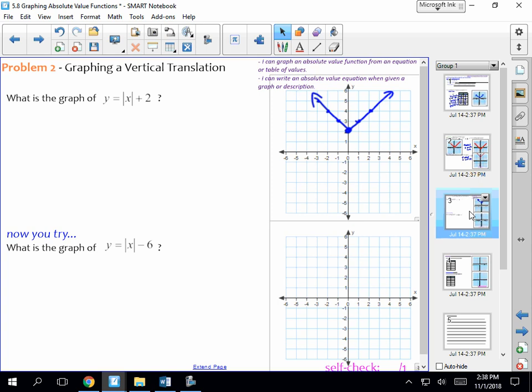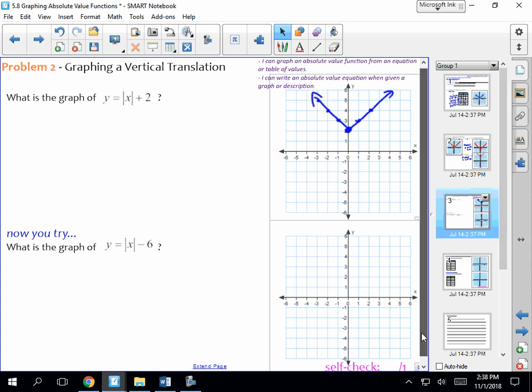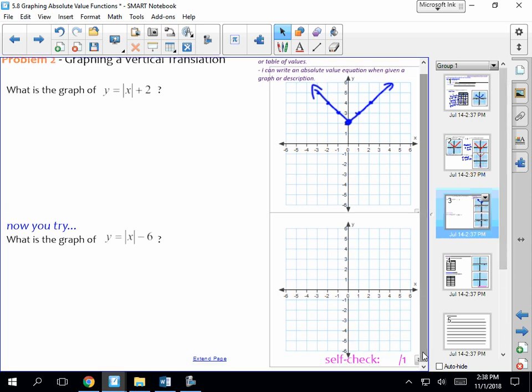So what about this one? Can you graph the next one here on your own? Easy. Easy? Okay. Go for it. I'll come around and see how you're doing. So graph absolute value of x minus 6. See if you can draw that graph based on what we just learned about translation. Where would the new bottom of the V be?